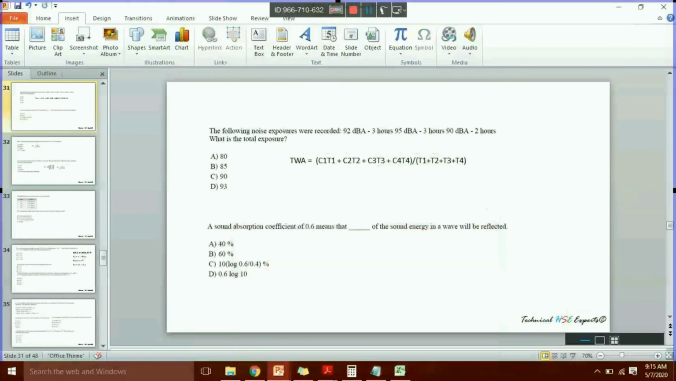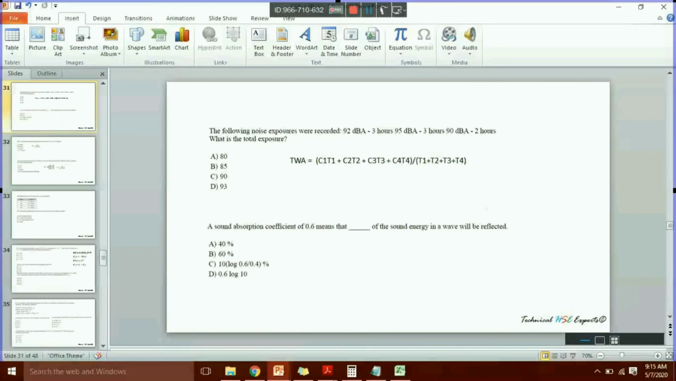No problem. So, moving to the second question: a sound absorption coefficient of 0.6 means that blank of the sound energy in a wave will be reflected. So the sound absorption coefficient normally varies from 0 to 1. This is the technical factor of sound absorption coefficient.